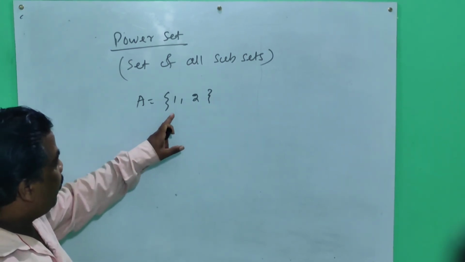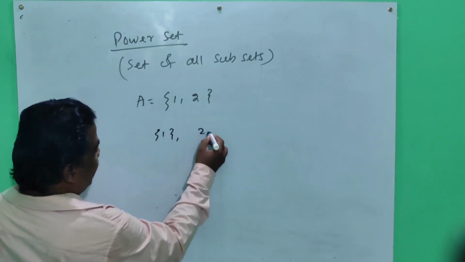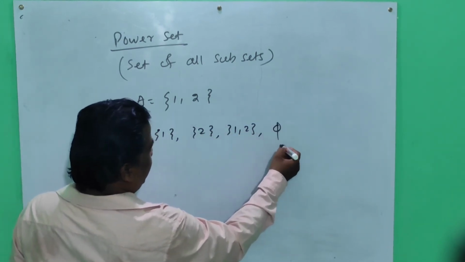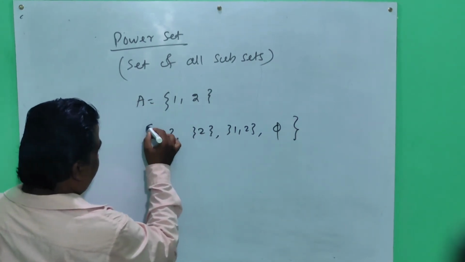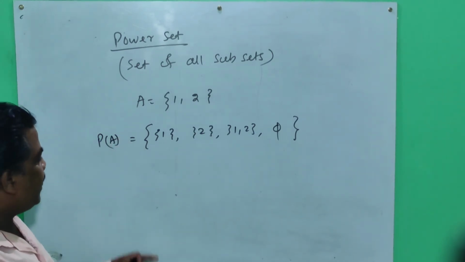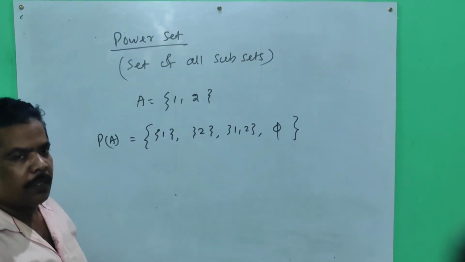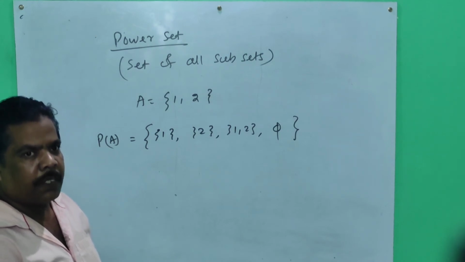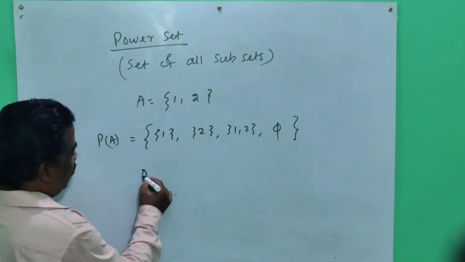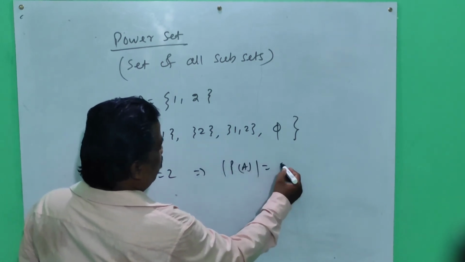The subsets are: the sets containing one element, {1} and {2}, the set containing two elements, {1, 2}, and phi, which is a subset of every set. If you write these in the form of a set, it is called the power set. So the power set is defined as the set of all subsets. When the cardinality of A is equal to 2, the cardinality of the power set is equal to 4, that is 2 to the power 2.